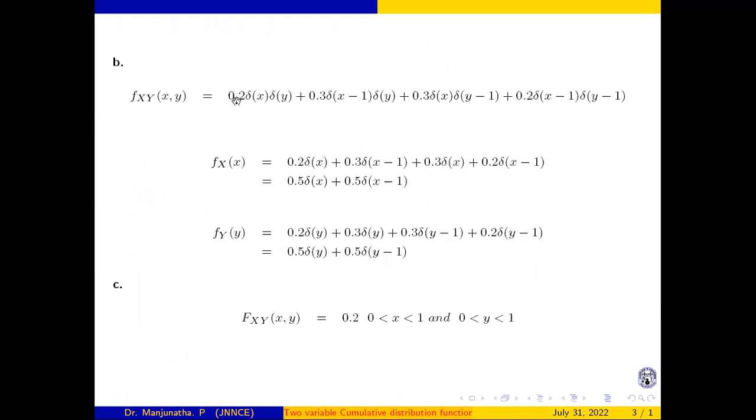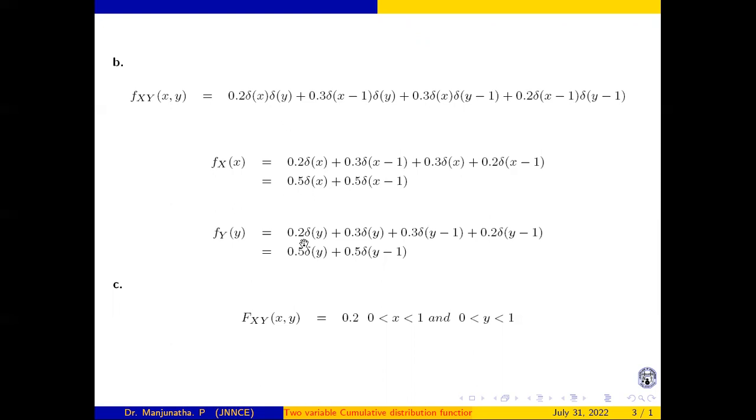Given the PDF, we have 0.2 delta x delta y, 0.3 delta of x minus 1 delta y, 0.3 delta x delta y minus 1. For only fx of x, we have 0.2 delta x, 0.3 delta of x minus 1, 0.3 delta x, and 0.2 delta of x minus 1. There are two delta x terms here and two delta x minus 1 terms. So 0.2 plus 0.3 gives 0.5 delta x, and 0.5 delta of x minus 1.